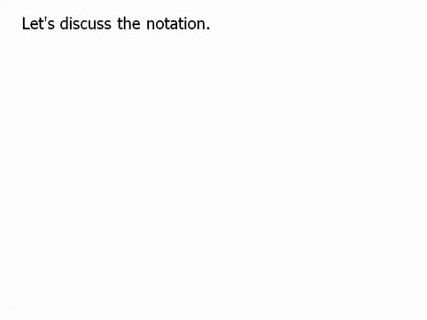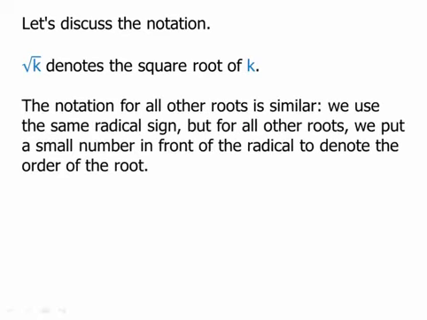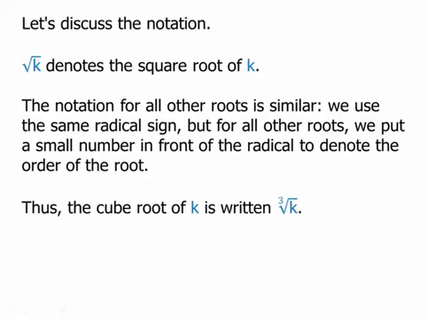So first of all, let's talk about the notation. Square root of k, radical k, denotes the square root of k. The notation for all other roots is similar. We use the same radical symbol, but for all other roots, we put a small number in front of the radical to denote the order of the root. In other words, are we taking a cube root, a fourth root, a fifth root, etc. So for a cube root, we put a little 3 in front of the radical sign, and that would denote the cube root of k.